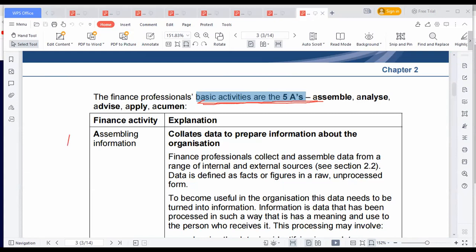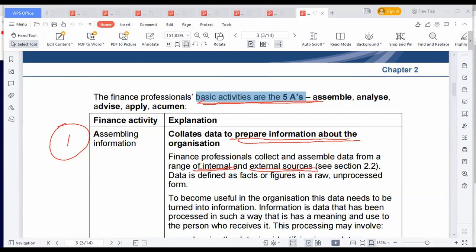Remember, on the information to impact framework, the first thing is assembling of information. So what is it that we mean by assembling of information? When we assemble information, we collect data to prepare information about the organization. Finance professionals collect and assemble data from a range of internal and external sources. The data flows into the organization from internal and external sources, so we gather information from outside and from inside the organization.